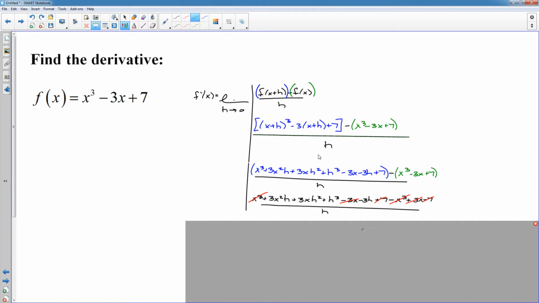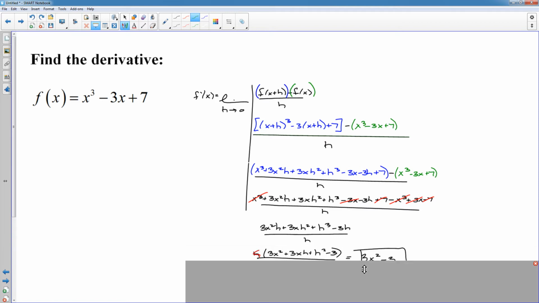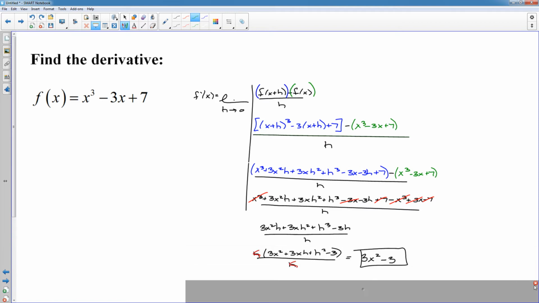And if you keep looking at how this thing works out, after canceling, I had 3x squared h plus 3x h squared plus h cubed minus 3h. Factor out an h. Then you can plug in your 0 after you factor out the h, and you get a derivative of 3x squared minus 3, which, if you know your derivative shortcuts, the power rule, that's very easy and quick to do. But for now, I do want you to answer these with limits. But that is one way of doing this with the h approaches 0 method.